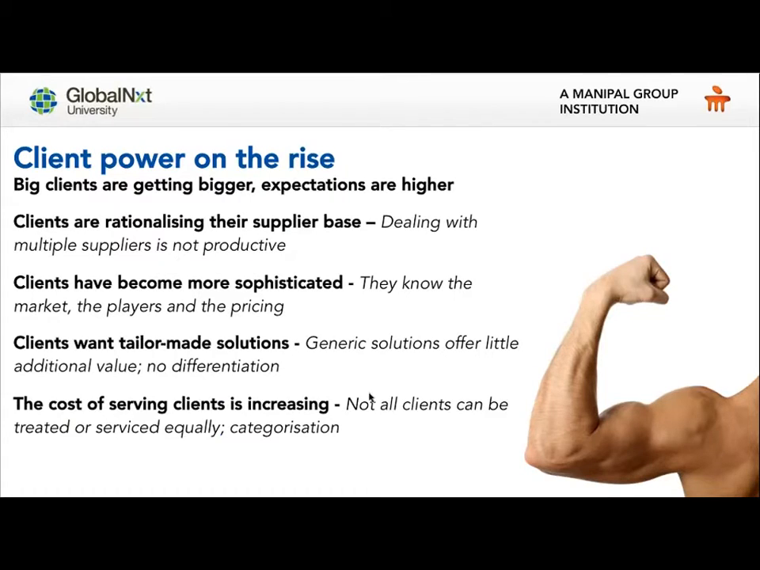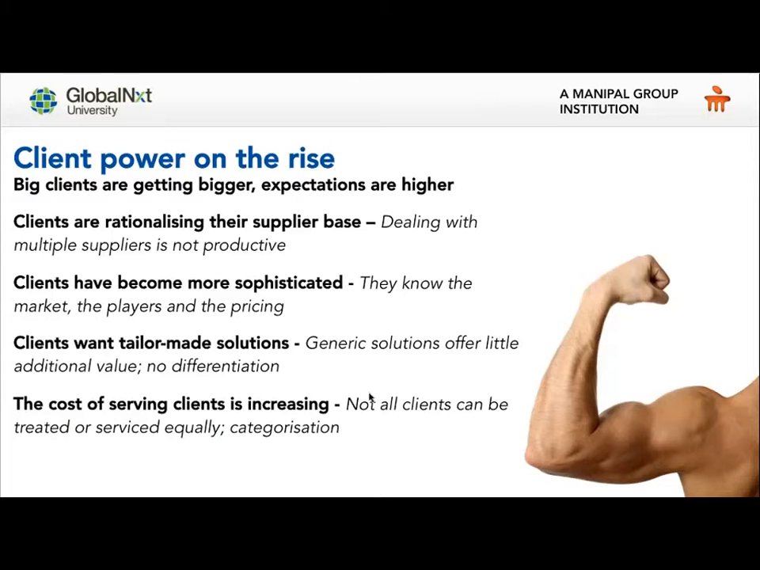And obviously, the cost of serving clients is increasing. Think about the business development teams. Think about the time that they need to spend with clients. Think about all the work involved in building a relationship. Think about all the dinners and the coffees that you have with clients. So actually, you can spend a lot of money on a client, and obviously, part of that is expecting a significant return on that investment in that particular relationship.